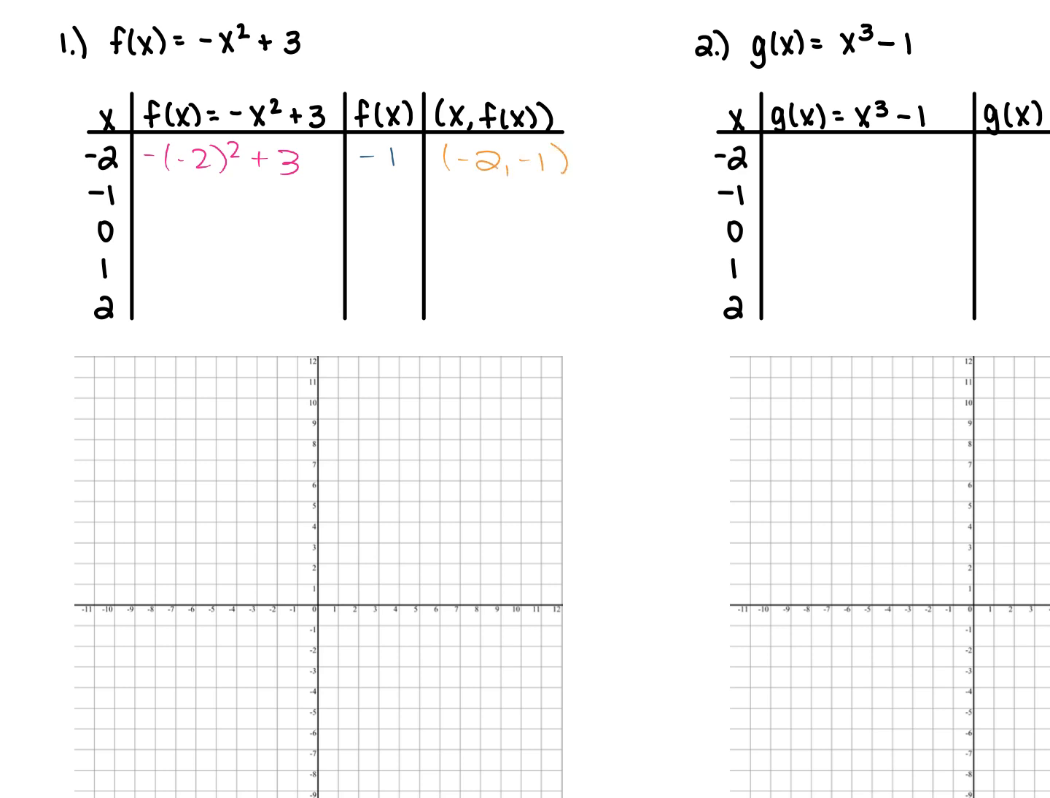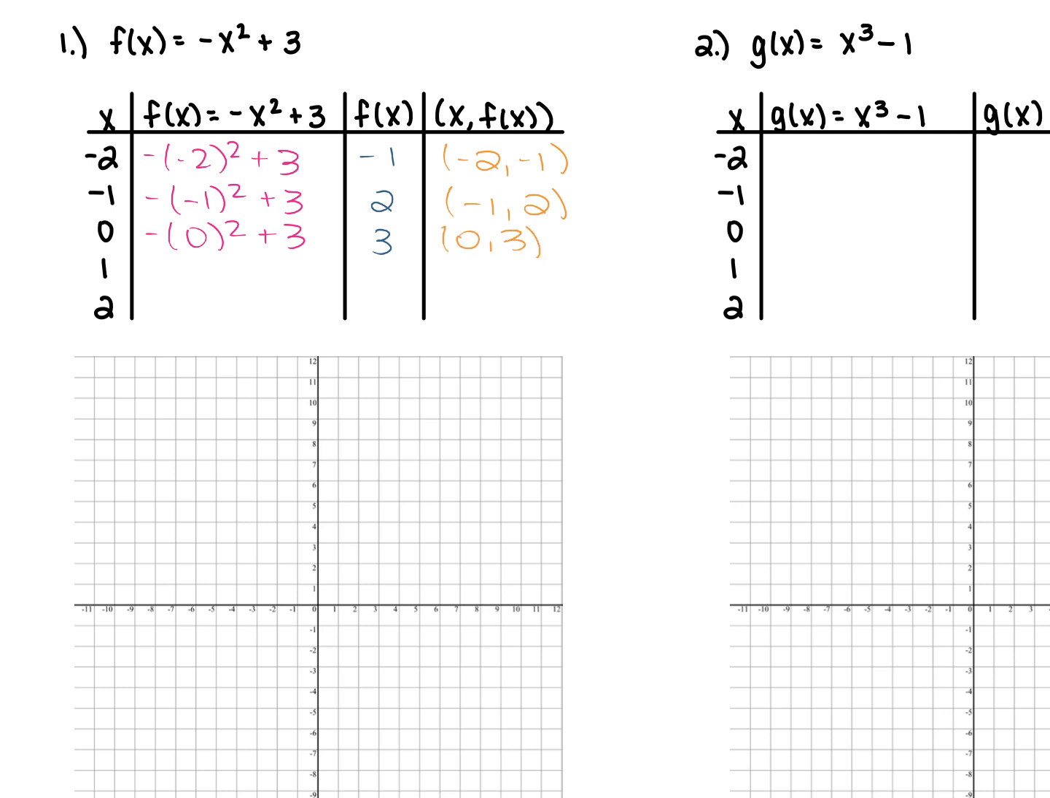Next, you have the x value of -1, so that's the opposite of -1 squared plus 3. That -1 squared is 1, the opposite of that is -1, 3 minus 1 is 2, so that's the ordered pair, -1, 2. Next we have 0, so the opposite of 0 squared plus 3. That's just 0 plus 3, which is 3. So that's the ordered pair, 0, 3.